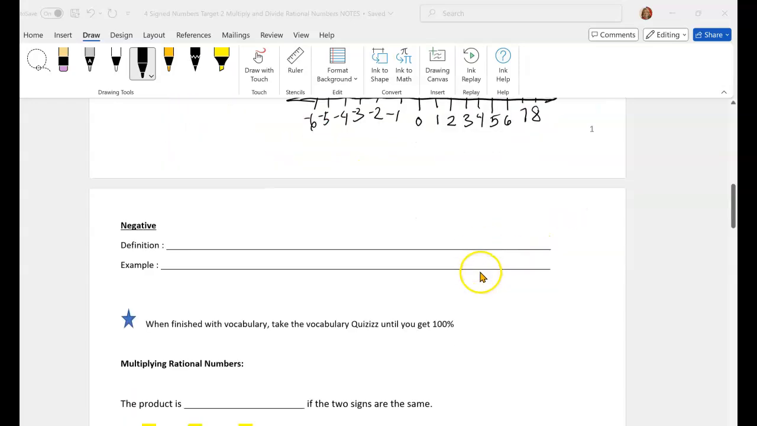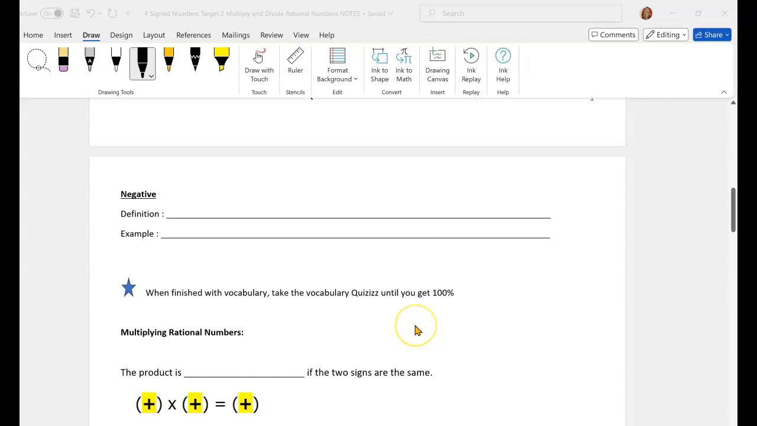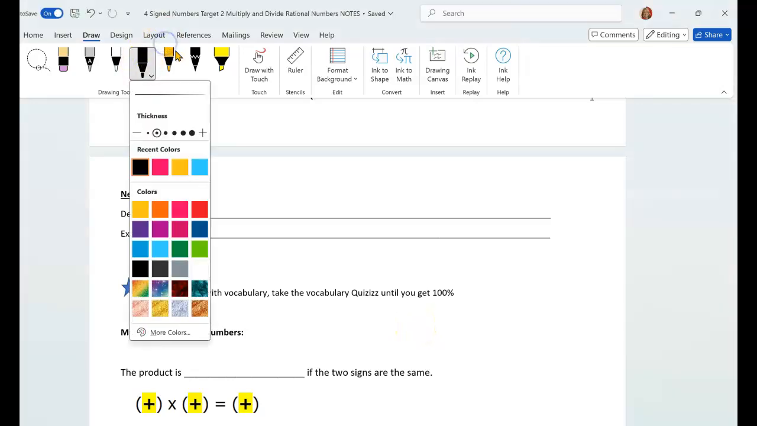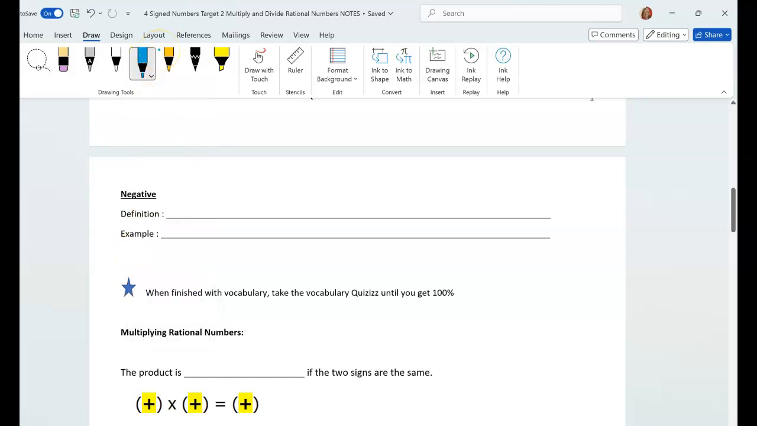And now we're ready for negative. Definition of negative. So it's the opposite, isn't it? It's the opposite of positive. A negative number has a value that's less than 0.